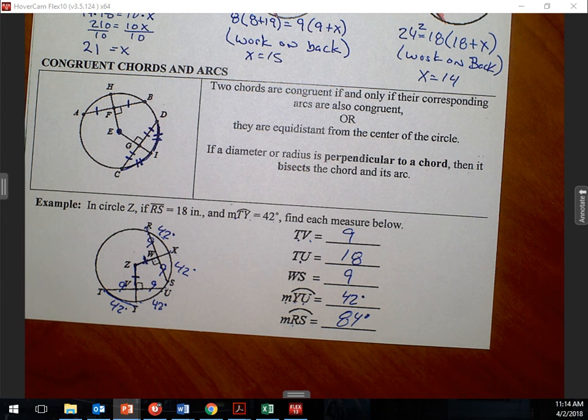It's not bad, right? All right, you guys.